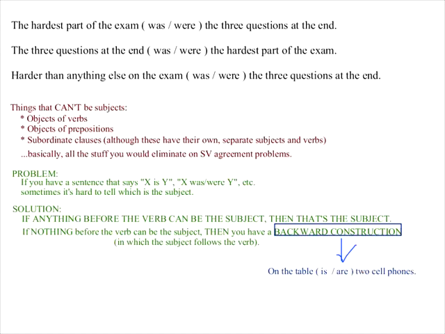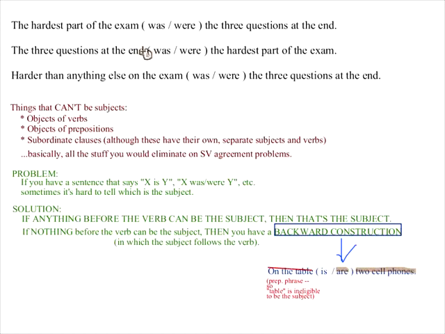The reason why that's the subject is because this is a prepositional phrase, and so it can't be the subject. So therefore table is ineligible to be the subject. So the only thing that's left here is 2 cell phones. That has to be the subject. And so 2 cell phones are.